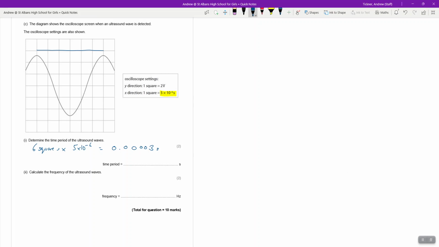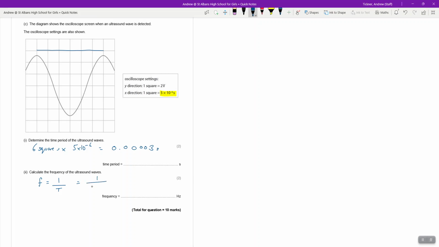Calculate the frequency of the ultrasound waves. You can get error carried forward. If you messed up the previous bit, you can still get the marks for working out. We're going back to the equation we used right towards the start of this paper, which is that we want to substitute our numbers into frequency is 1 divided by time period. So that equation comes up again. We're just going to plug the number that you've got in.